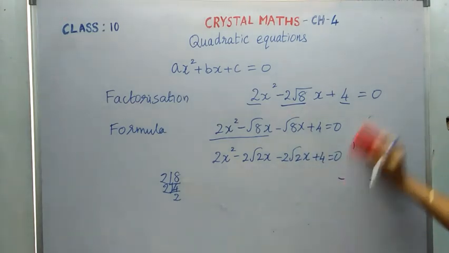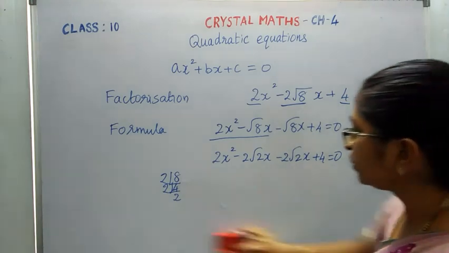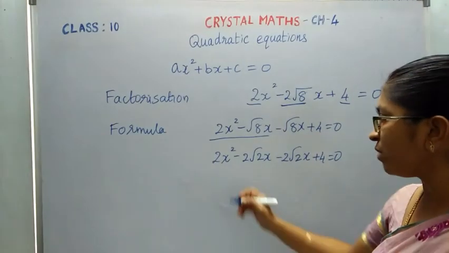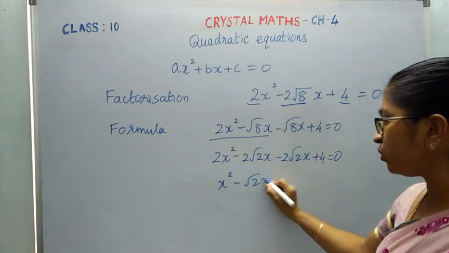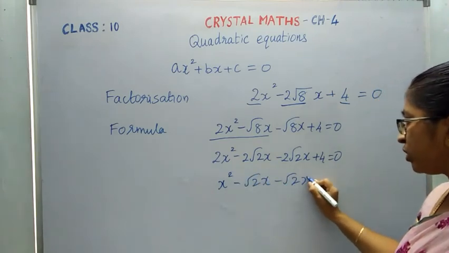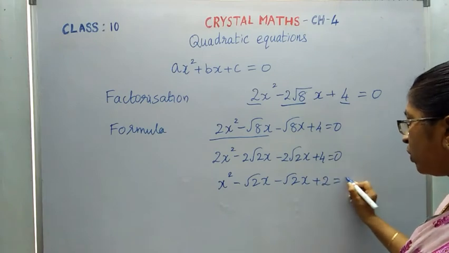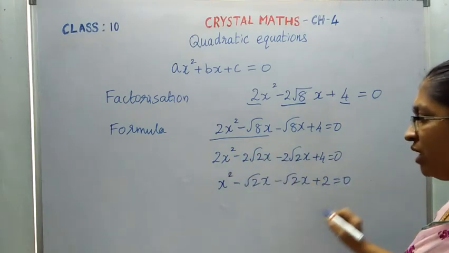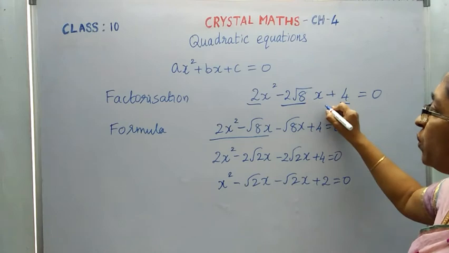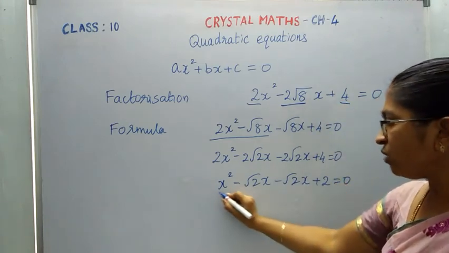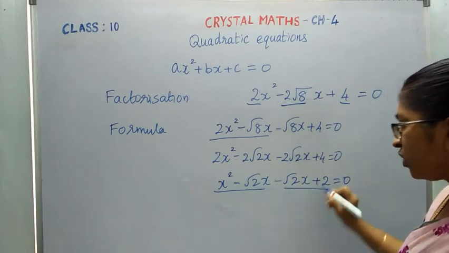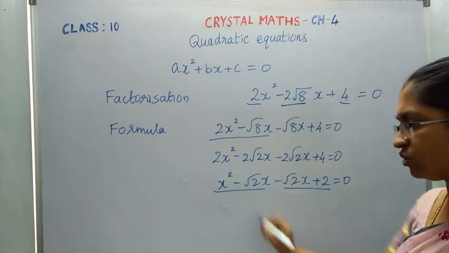In this place, we can simplify by 2. If we are simplifying by 2, we are getting x square minus root 2x minus root 2x plus 2 equal to 0. I divided each and every term by 2. This work we can do in first step itself. That's also possible. Now, let us take the common term for first 2 terms as well as last 2 terms.